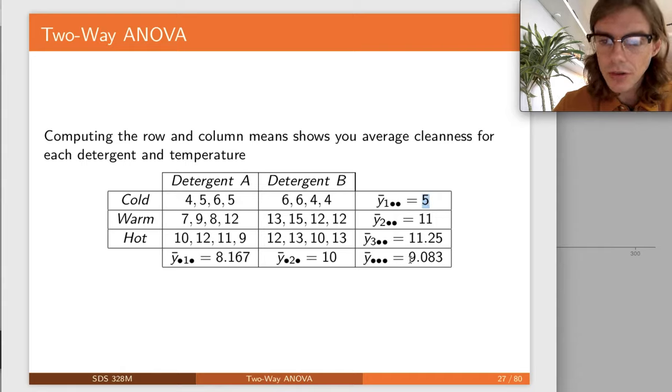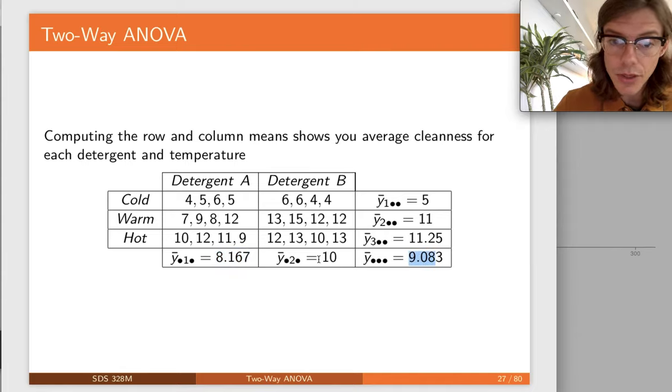So you can say, hey, take the average for cold, the difference from the grand mean, square it, take the average of warm, the difference from the grand mean, square it, and take the average of hot, the difference from the grand mean, square it. Sum those up, and that's just your sum of squares for temperature, for that factor. You can do the same thing for this one. How far is detergent A's mean from the grand mean?